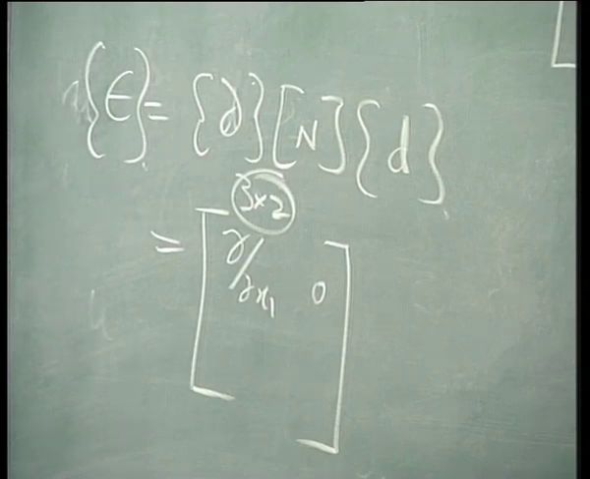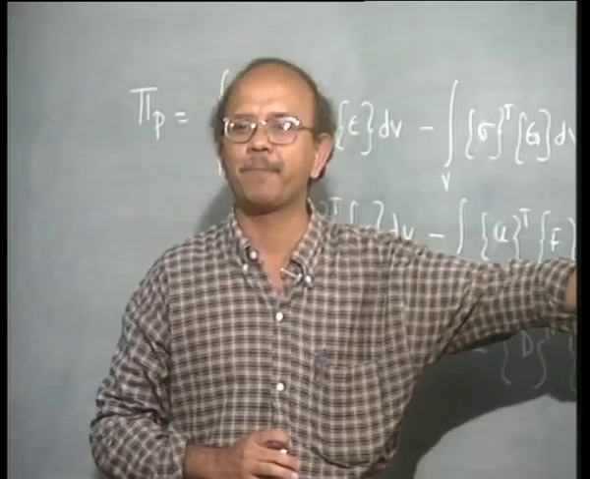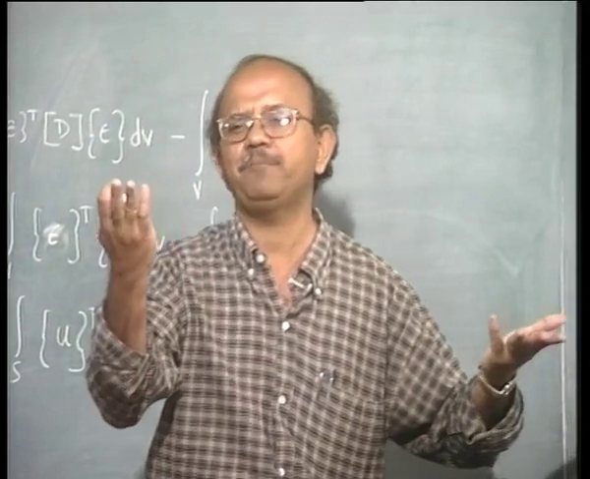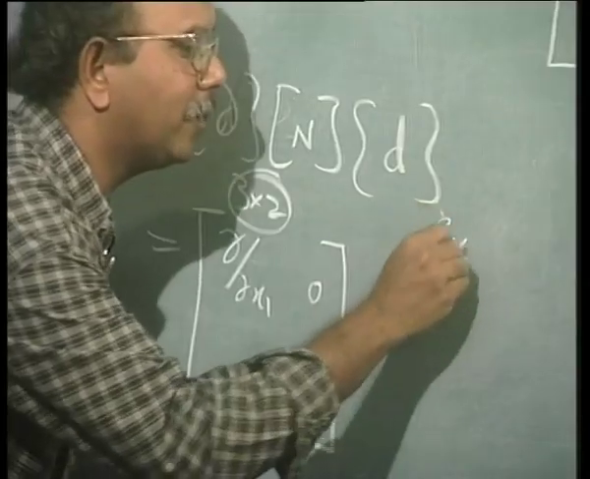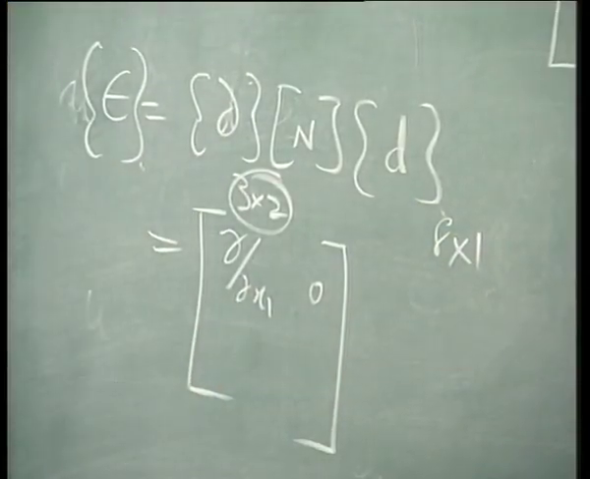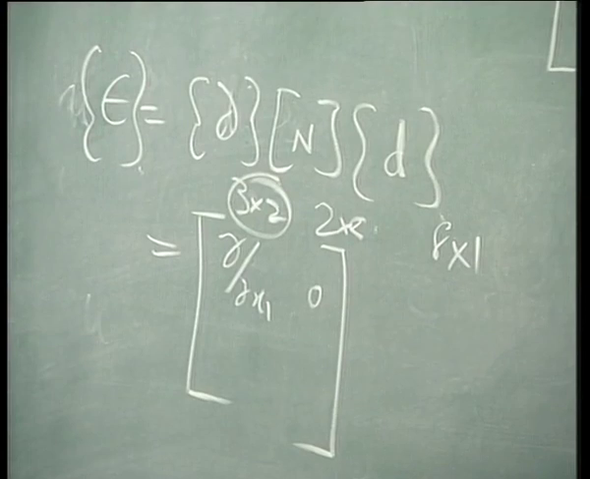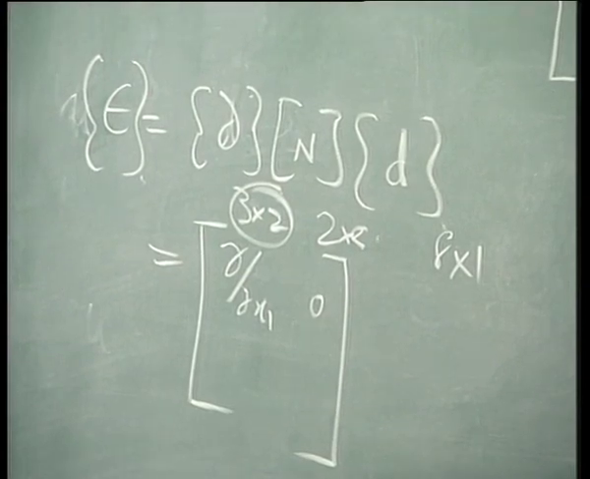See, it's very simple. Look at D. What is D? 8 by 1. Come on, that's it. 8 by 1. So what is N? 2 by 8. That's it. 2 by 8. So what is it that ultimately you will get? How do you get it? 3 by 1. So that is what epsilon is.